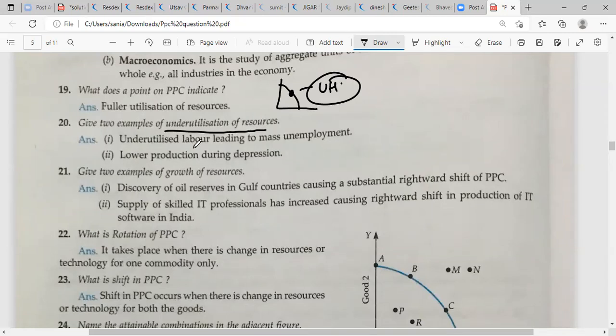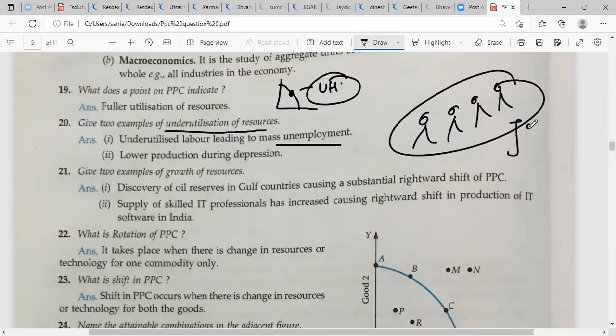So, underutilized labor leading to mass unemployment. For example, you have 10 people in your country, right? And still you are not giving them job opportunities. So that is underutilization. Because of this, unemployment is there. People are ready to work, but the government is not offering them job opportunities. That leads to unemployment when you don't use your labor properly.